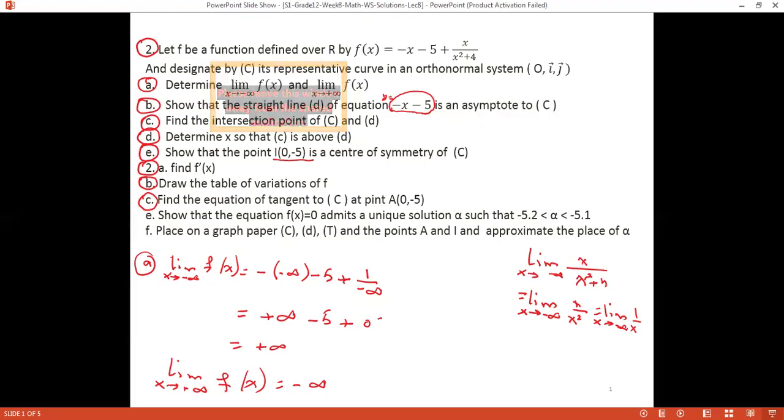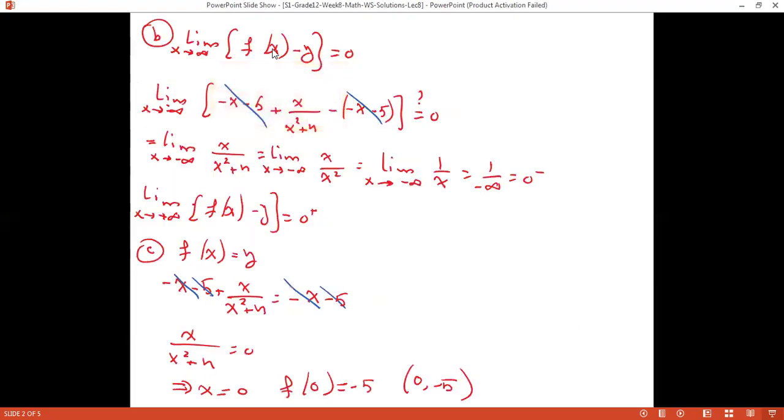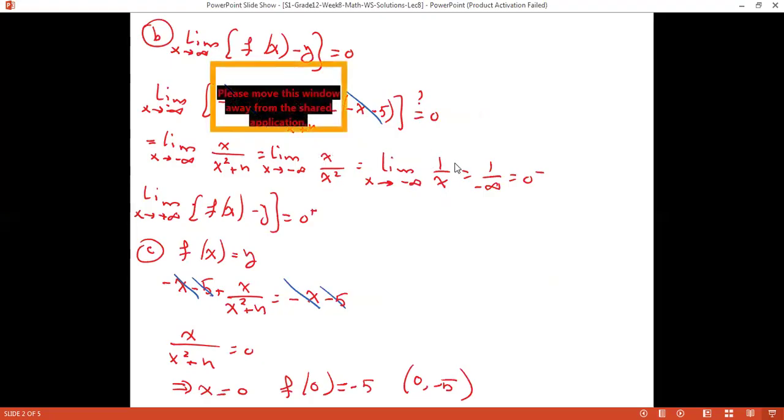So we did f of x minus y, and we get x over x squared plus 4. When we do the limit when x tends to minus infinity, the first time we will take the highest over the highest, we simplify, and then we replace 1 over infinity is 0.